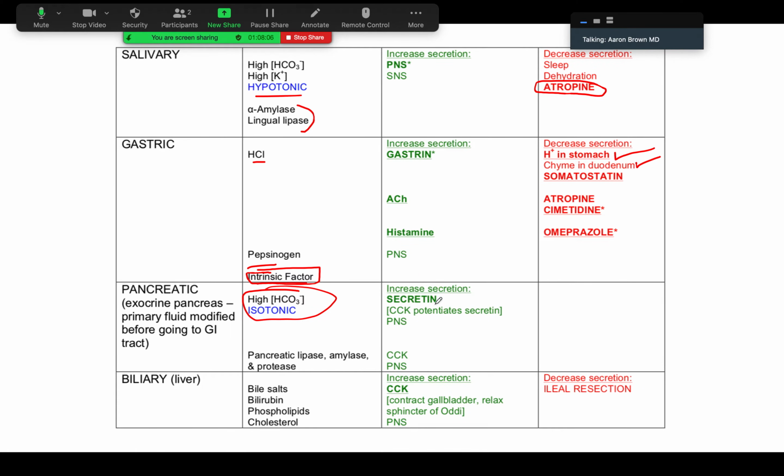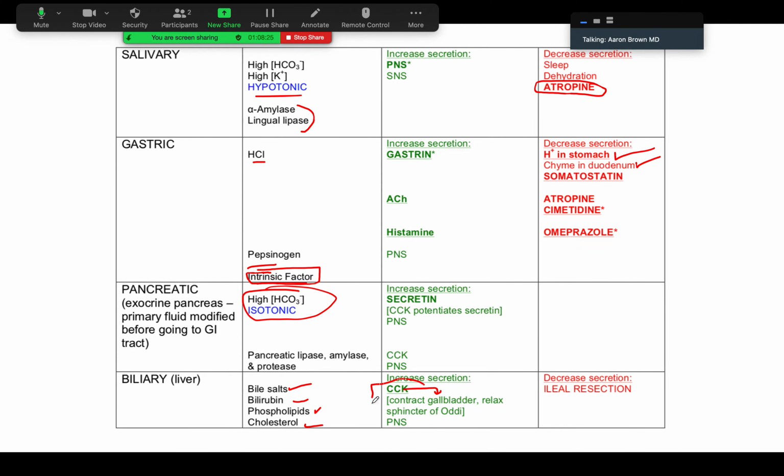So secretin, CCK potentiates secretin, our parasympathetic nervous system, CCK, and the parasympathetic nervous system. Biliary secretions are going to be our bile salts, bilirubin, phospholipids, and cholesterol. CCK causes a contraction of the gallbladder and a relaxation of the sphincter of Oddi.